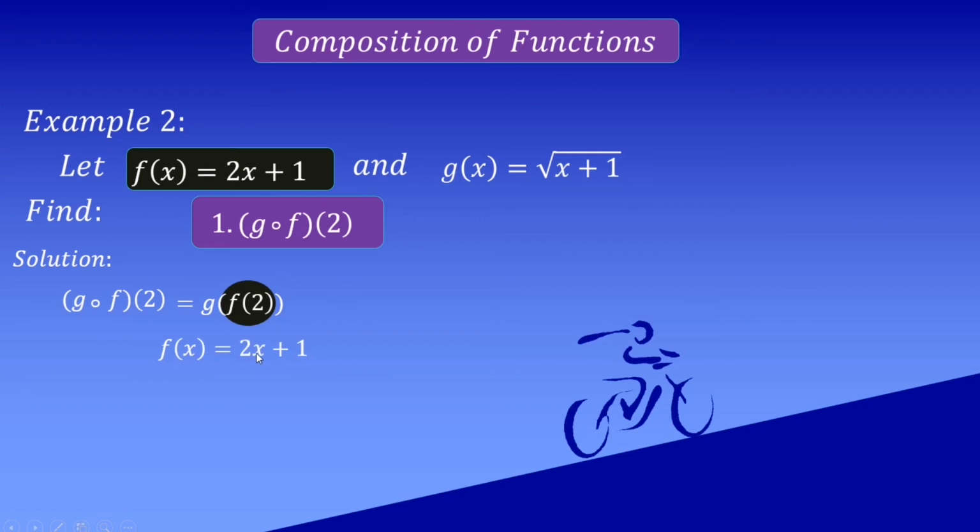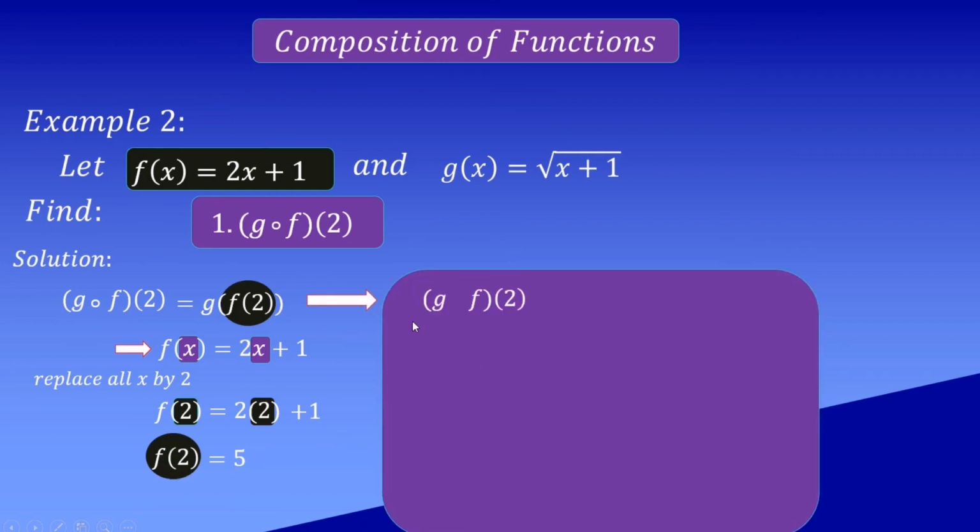So f of x is equal to 2x plus 1. So palitan natin or replace all x by 2. So it becomes f of 2. So yung x natin magiging 2. f of 2 is equal to 2 times 2 then plus 1. Okay, let's simplify. So f of 2 is equal to 2 times 2 is 4 plus 1, that is 5. So we have the value of f of 2, that is equal to 5.